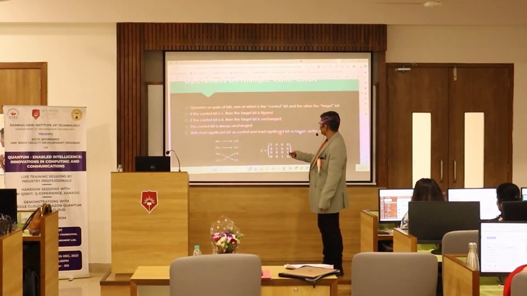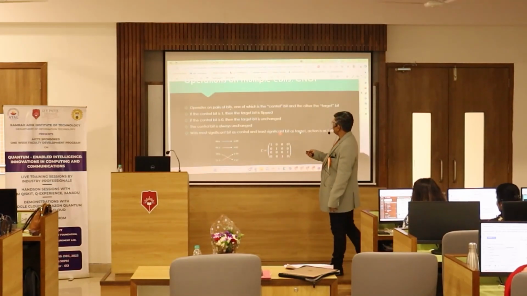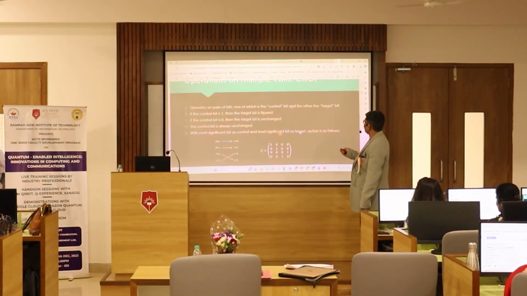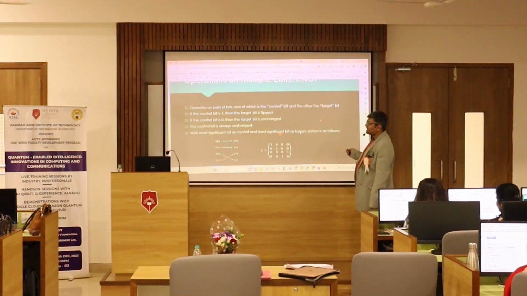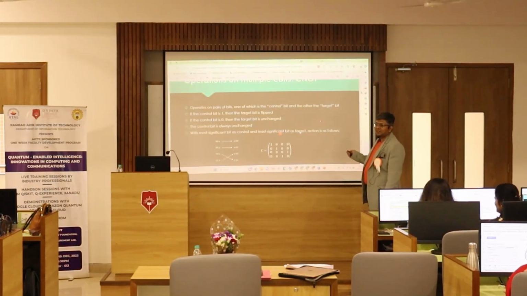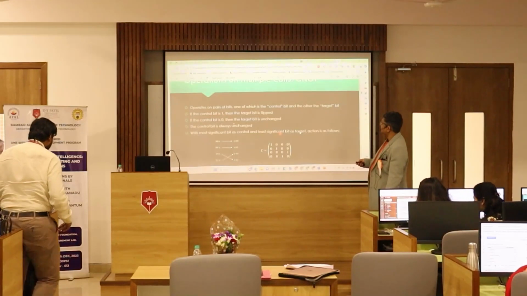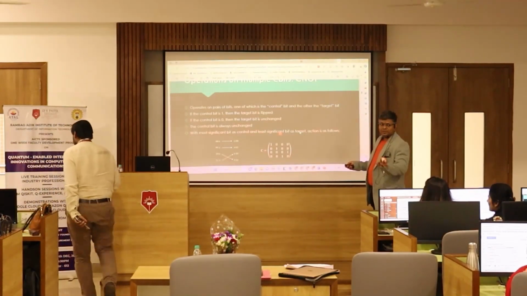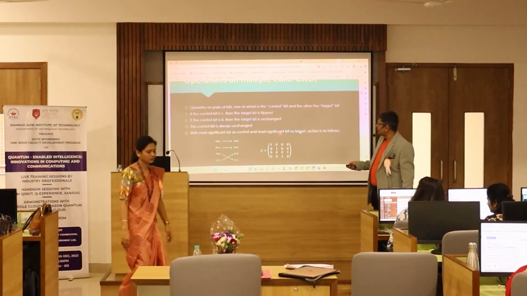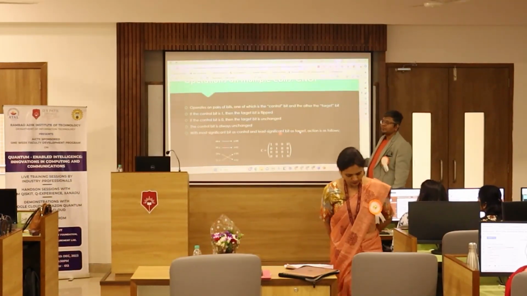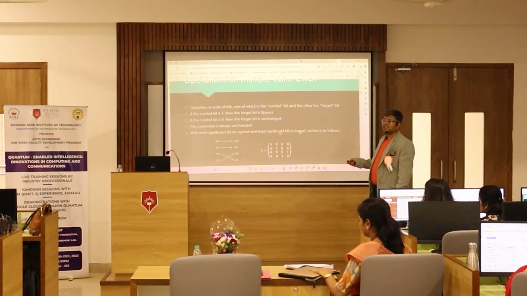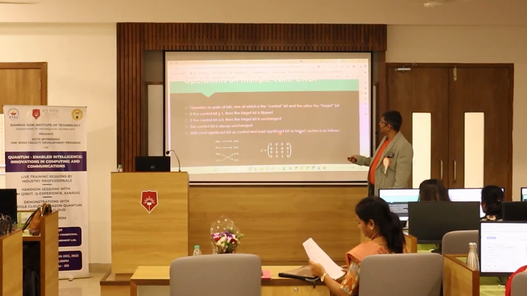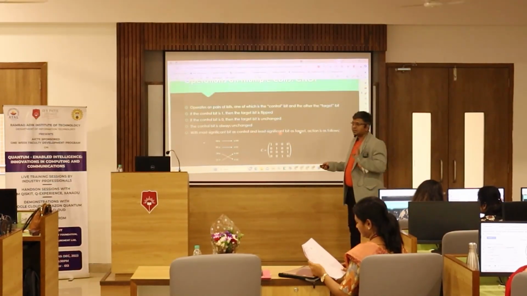And what does it do? It has 2 bits basically. It operates on pairs of bits, one of which is a control bit and the other is a target bit. This is similar to the way gates were devised in digital electronics. So if the control bit is 1, then the target bit is flipped, and if the control bit is 0, then the target bit is not flipped. It is unchanged. So it acts as an identity operator if the value of the control bit is 0, and it acts as a negation operator if the value of the control bit is 1.